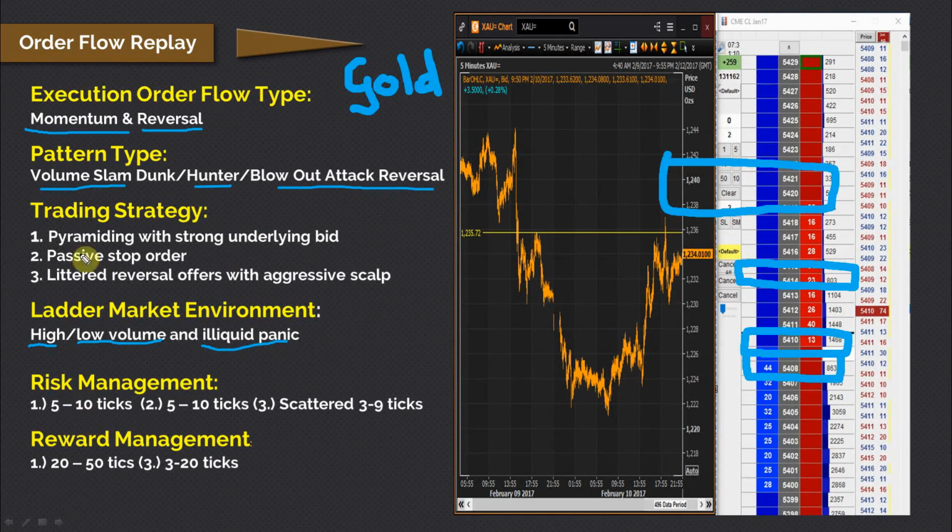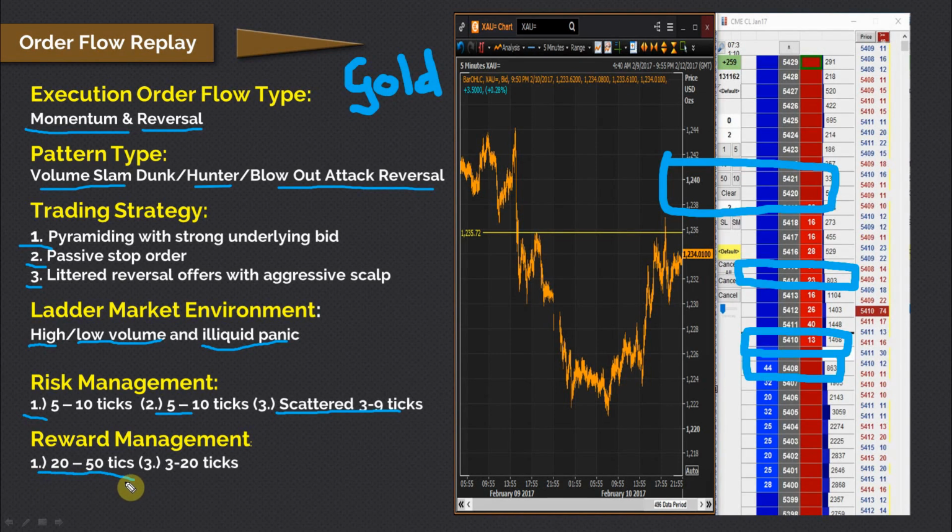The risk management for the first play, we're looking at 5 to 10 ticks. That's for the volume slam dunk. For the second play, the passive stop order, again 5 to 10 ticks. You can sometimes get out for 1 or 2 ticks on this one, because with the hunter, you're either looking for a stop or you get out immediately. And then number 3, scattered, 3 to 9 ticks. What we're looking at there is how you scatter your offer, and we'll be looking at that in a moment. And then your reward management for both 1 and 2 is 20 to 50 ticks.